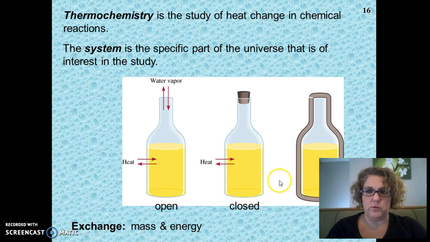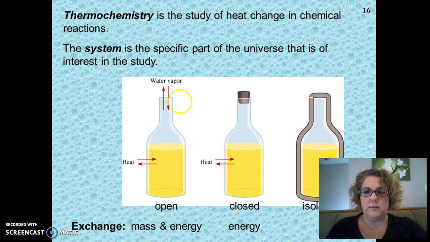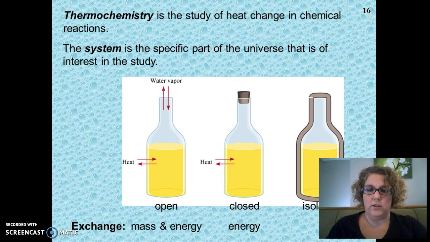This is what we will do. It is one in which heat can be exchanged with the environment, but the bottle is closed off, as you can see, so matter can't be exchanged with the surroundings. So if only energy can enter and leave, that's called a closed system.